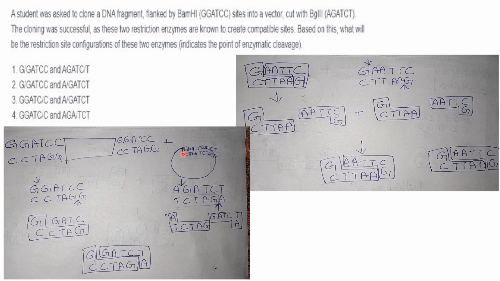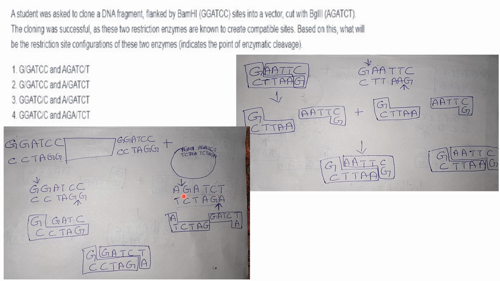So if this has to ligate to this, this region has to be filled with complementary base pairing. That can happen when C base pairs with G, T with A, and G with C. That is, the sequence that has to come here will be GATC. Now if you want to get GATC here, you have to digest the vector here, I mean digest the BglII here.